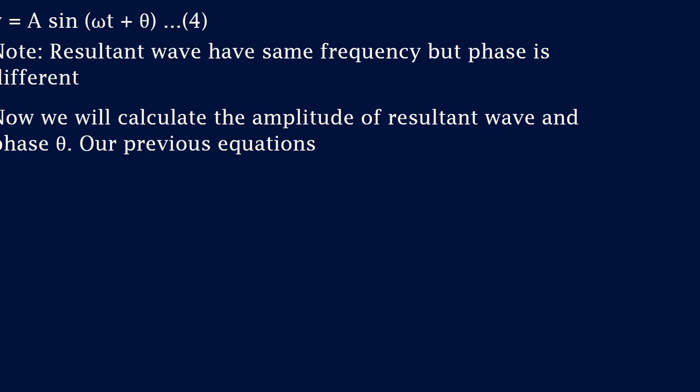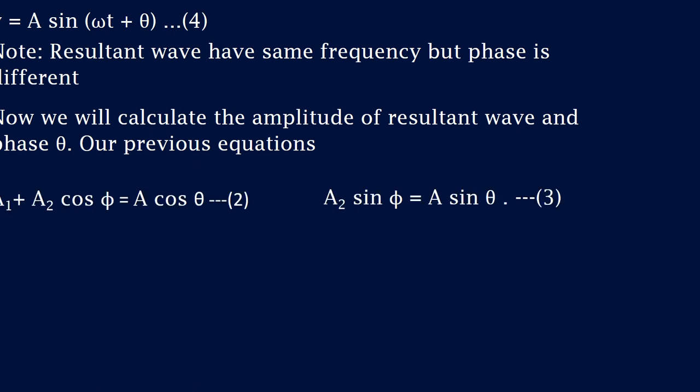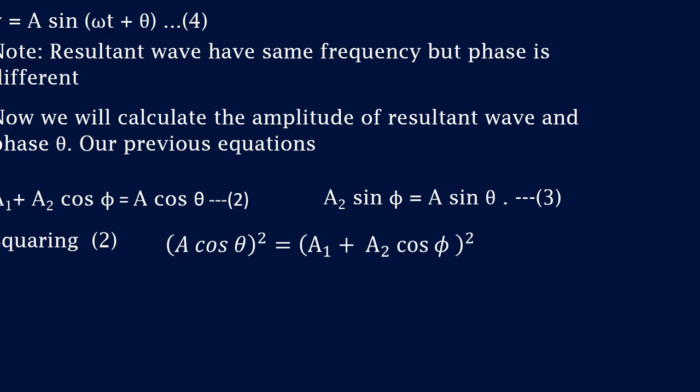Squaring equation number 2, that is a1 + a2 cos phi = A cos theta, we get (A cos theta)^2 = (a1 + a2 cos phi)^2. Squaring equation 3, that was a2 sin phi = A sin theta, on squaring we get (A sin theta)^2 = (a2 sin phi)^2.